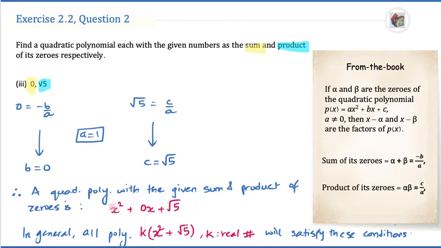This is one where I've put a equal to 1, b equal to 0 and c equal to square root of 5. Basically the three values that we had here. So this is one such quadratic polynomial. And in general, all polynomials which are a multiple of this one, just say it was 0x, so I did not write that again. It's just k times this polynomial where k is any real number will also satisfy these conditions. And we're done. Let's go to part 4 now.